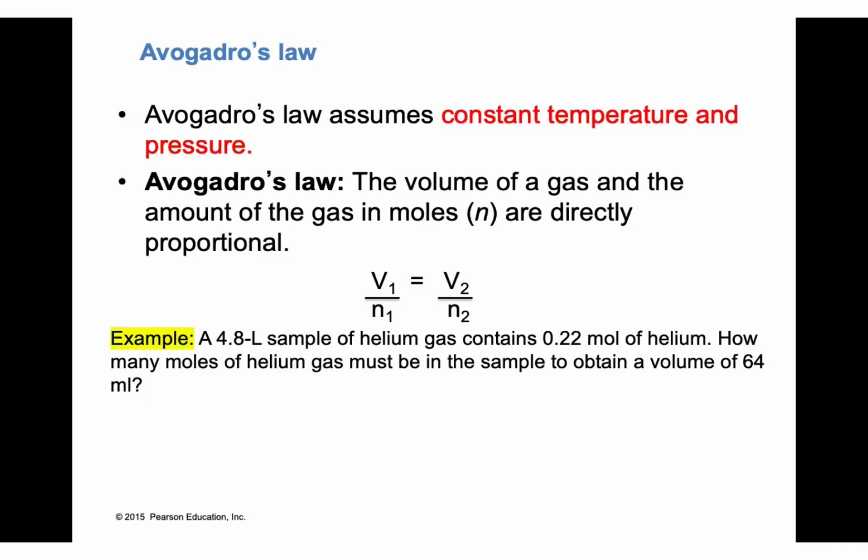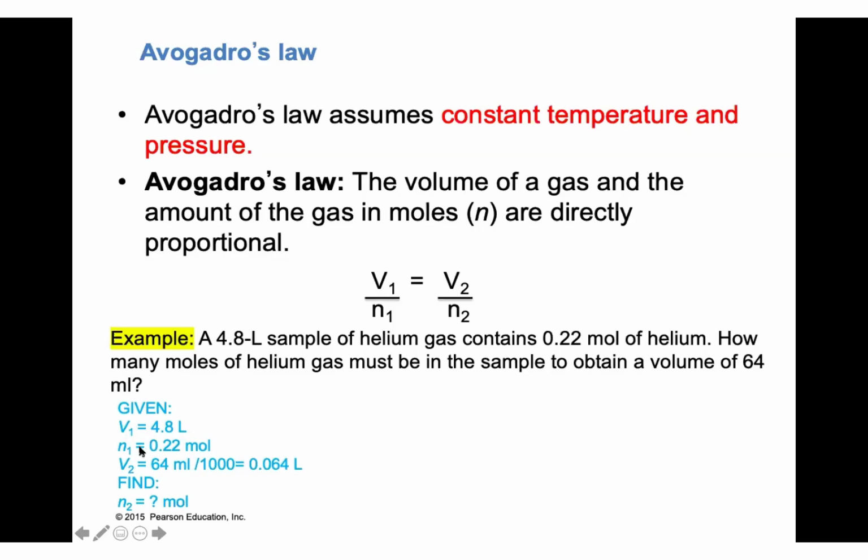You can also, as I always said, use flashcards to memorize them. So let's do a question. A 4.8 liter sample of helium gas contains 0.22 mole of helium. How many moles of helium gas must be in the sample to obtain a volume of 64 milliliters? So let's do basically an abbreviation.